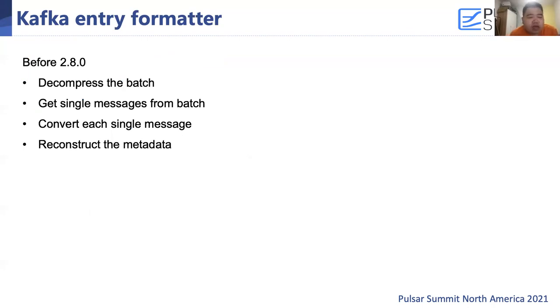Okay, let's first see the Kafka entry formatter. Before 2.8.0, when we received a message from the bookie, we would first decompress the batch. A batch contains many single messages, so after it's decompressed, we need to get single messages from the batch. After we get all single messages, we still need to convert each single message from Kafka format to Pulsar format. At last, we need to reconstruct the metadata.